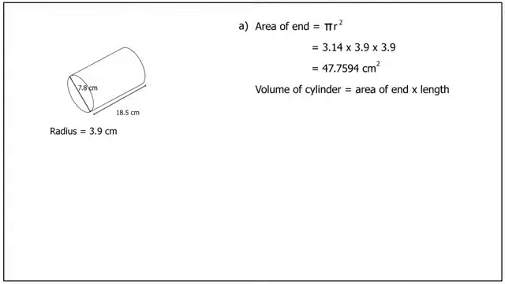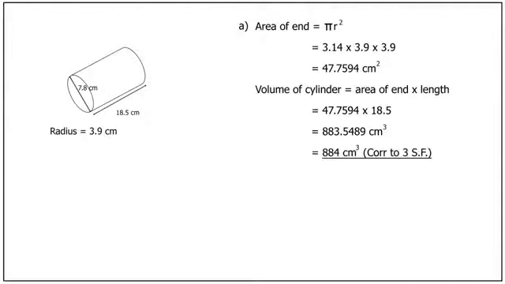Now, the volume is the area of the end multiplied by the length. So that's 47.7594 multiplied by 18.5, which comes to 883.5489 cubic centimetres. We now correct this answer to something sensible, such as three significant figures, giving us 884 centimetres cubed. Notice I'm writing correct to three significant figures to show the examiner what I'm doing at this point. So that's the volume calculated.